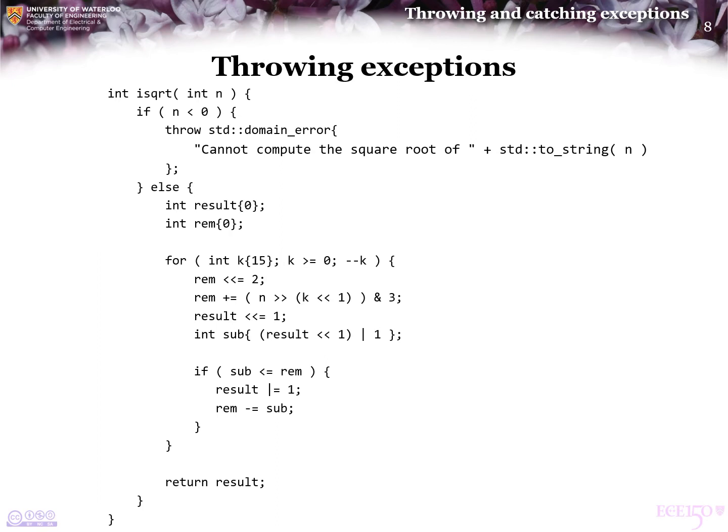Here's the full program. So if n is greater than or equal to 0, we go into the second half where we calculate exactly the integer square root of n using a for loop, a few bit shifts, bitwise ands, and bitwise ors, as well as one addition and one subtraction.